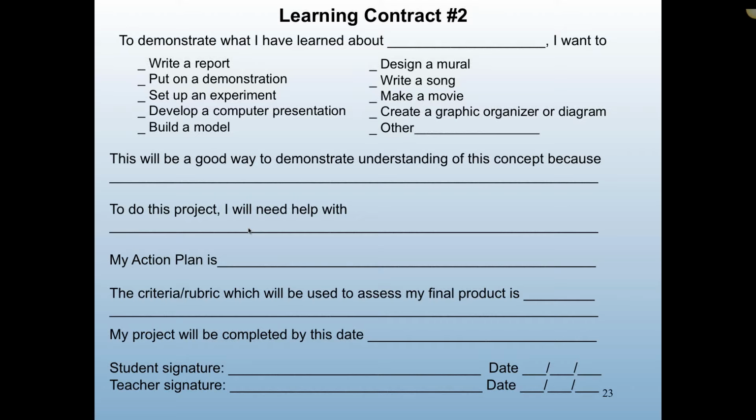And then, what's the criteria or the rubric that's going to be used by the teacher to assess my final product? And you've got to discuss that with the child. Are you going to test them? Are you going to assess them with a rubric? Are you going to have a checklist? Okay? They've got to tell us when they're going to be completed by. They're going to sign it, and we're going to sign it. Okay? So, another kind of contract.